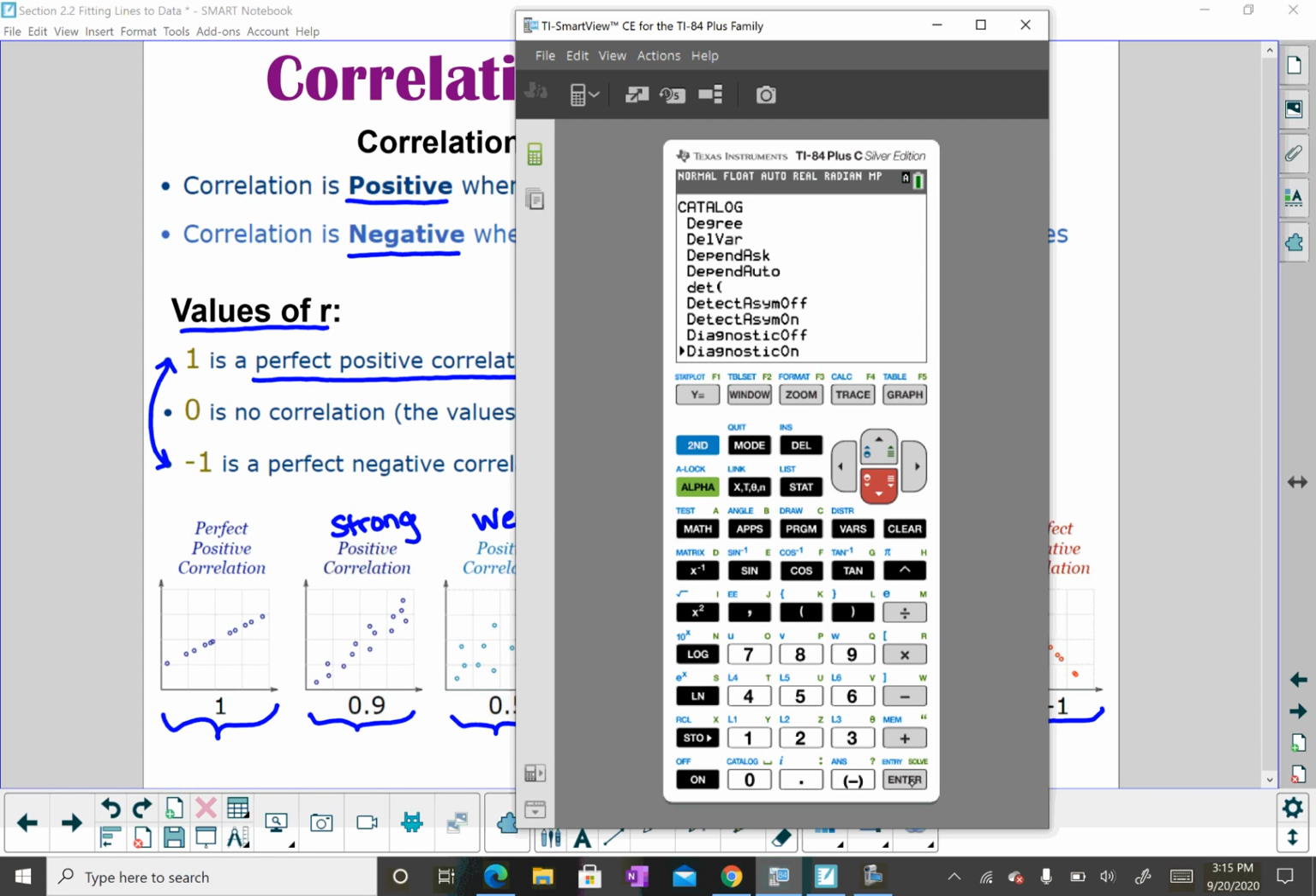That catalog is where you can find any function that's located in your calculator. So that's a great resource. If you feel like you can't find something in the calculator, you can find it in the catalog and still be able to use it. Okay, so either in mode, turn your diagnostics on, or in catalog, turn your diagnostics on. And then we're just going to hit second, quit, and go back to our home screen.